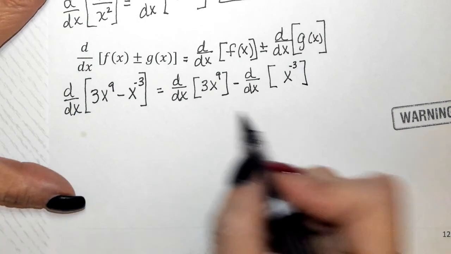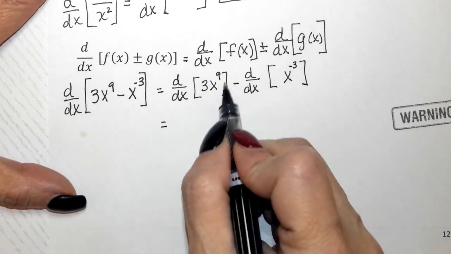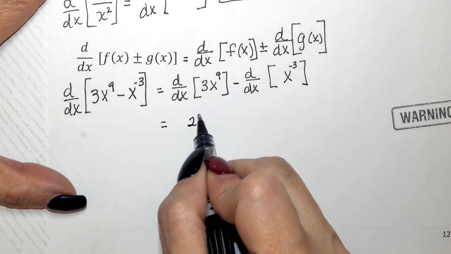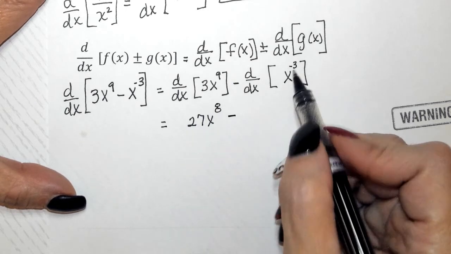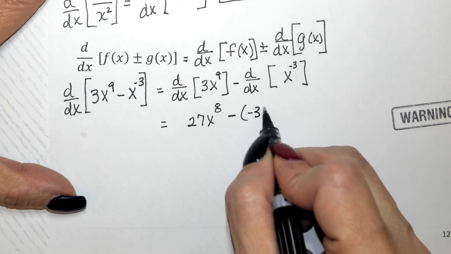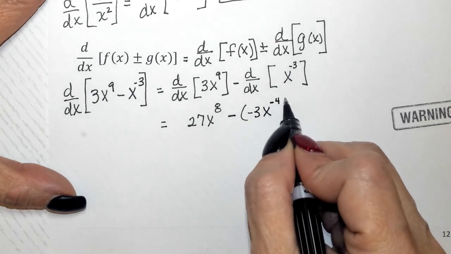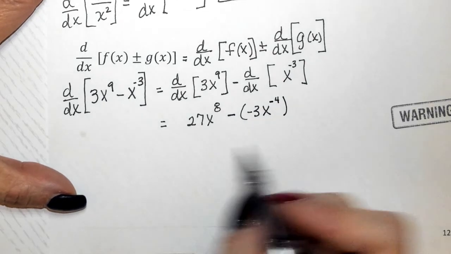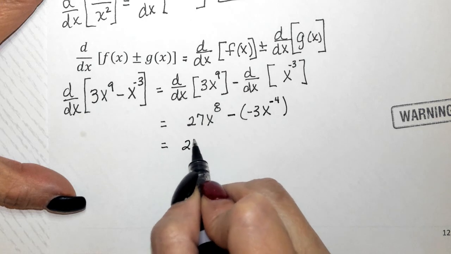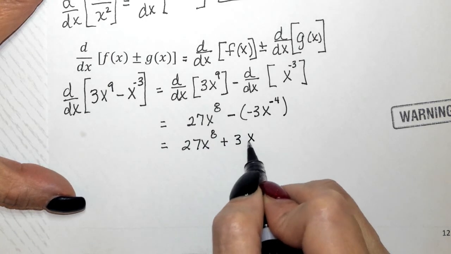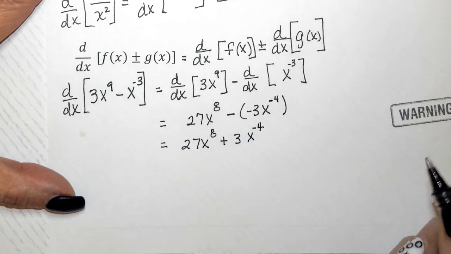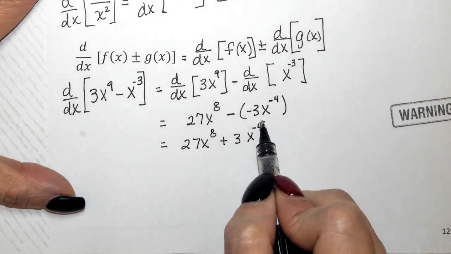And so we'll just do it term by term. So that means this is 9 times 3 is 27x to the 8th. Minus, this will be negative 3x to the negative 4th. And then we'll simplify it a little bit: 27x to the 8th plus 3x to the negative 4th. And I'm just going to leave it right there like that.